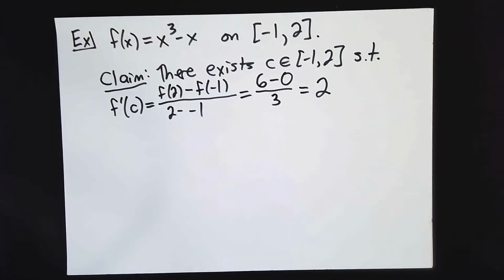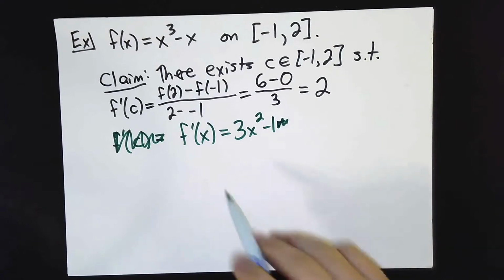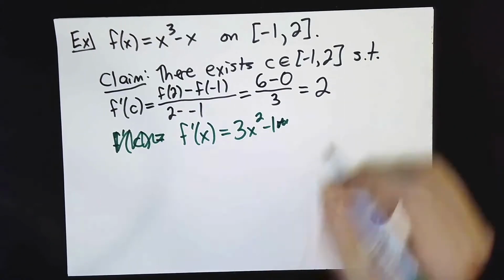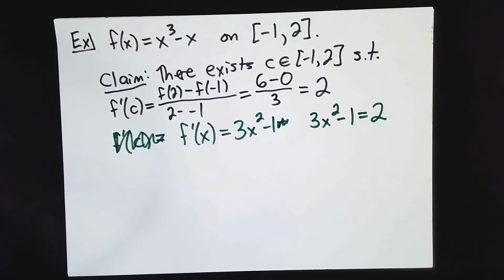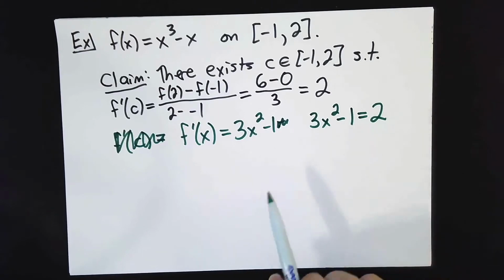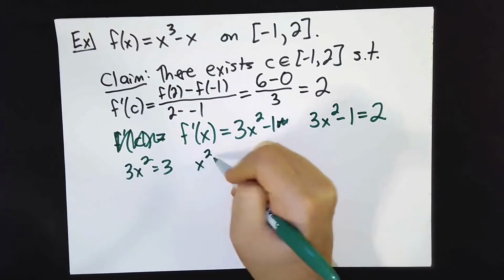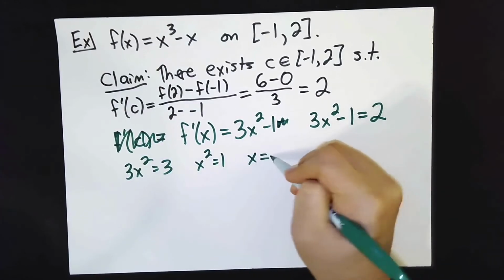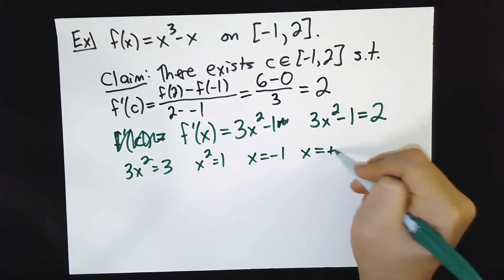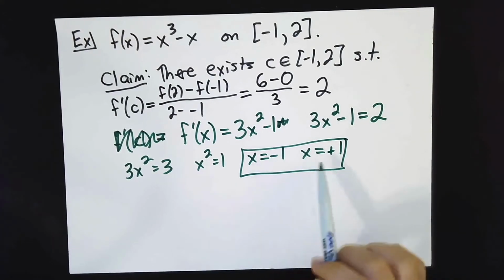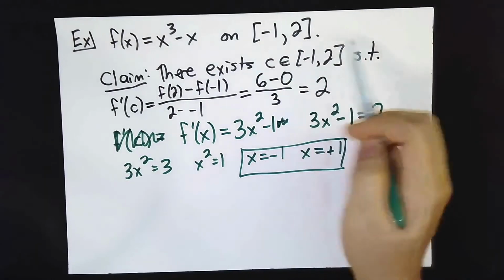Let's find it. To go ahead and find this, I'm going to write down the derivative, and then I'm going to go ahead and solve the equation 3x squared minus 1 equals 2. In fact, when I go ahead and solve this, it'll turn into 3x squared equals 3, so it'll turn into x squared equals 1. So I will get x is minus 1 and x is plus 1. Note, both of these are valid choices of c that live inside our interval.